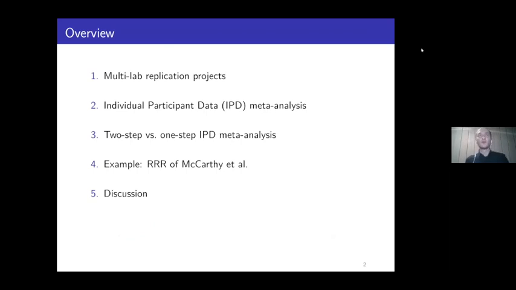So first, an overview of my presentation. I will start with describing what multi-lab replication projects actually are. Then I will tell you how they are usually analyzed in practice, and I will present another method for analyzing these data: individual participant data meta-analysis. There are two different types of this IPD meta-analysis, a one-step approach and a two-step approach. I will introduce those, and then apply this IPD meta-analysis to an example, a registered replication report by McCarthy and colleagues. And I will end with a discussion.